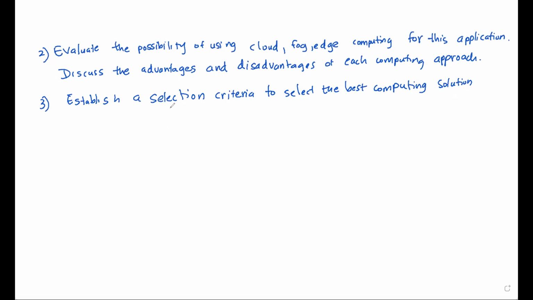Okay, so in here you need to establish a criteria that defines the best computing method for your application, right? Based on your application, you need to decide the criteria. If you use a location tracking application, for that specific application, what are the criteria that you require? You can consider several factors for this.